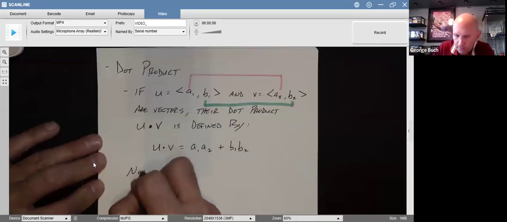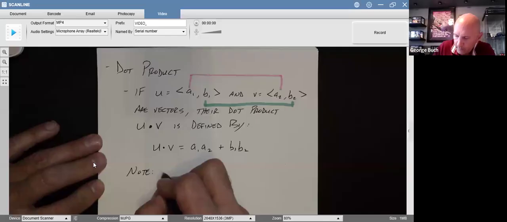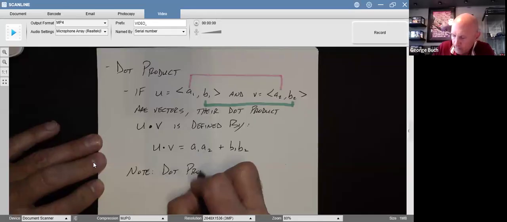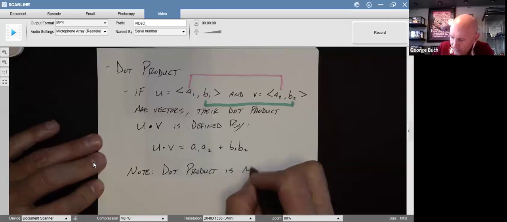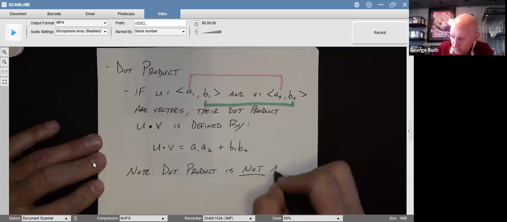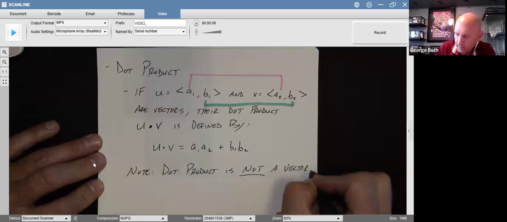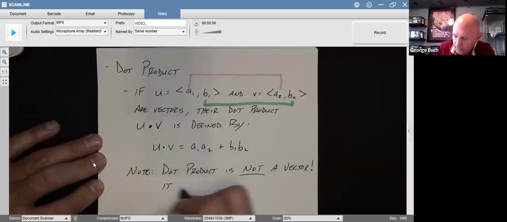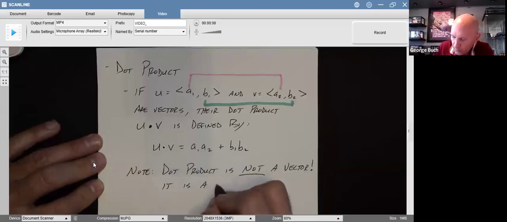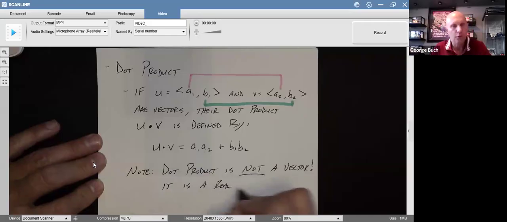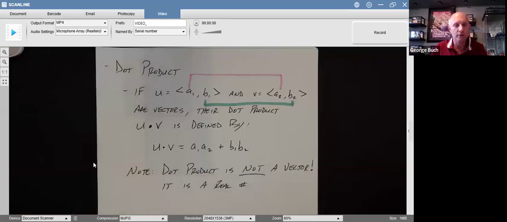And note, the dot product is not a vector. So you do not get another vector back. It is a real number. So an actual number, an integer, a fraction, well, probably not a fraction, but it's a real number. So you're not getting a vector back when you do the dot product.